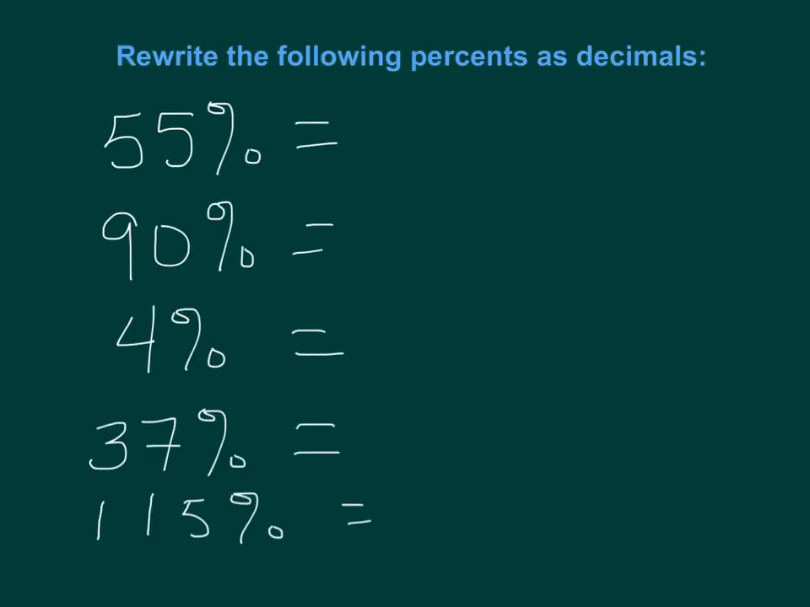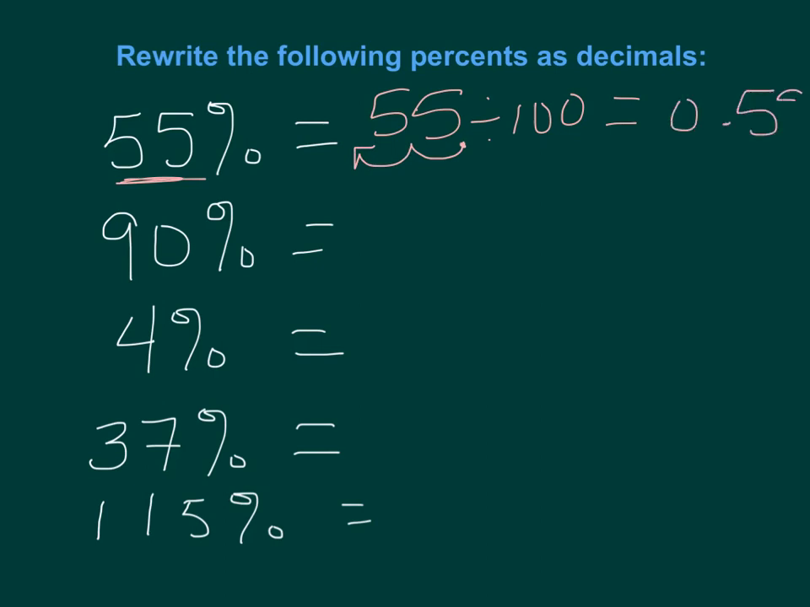Okay, so finally we're on our last one here. We're going to rewrite the following percents as decimals. So if I want to change a percent to a decimal, I simply take the number represented in my percent, which is 55, and I divide by 100, which is the inverse of what you did to change a decimal to a percent. So 55%, we take 55, divide by 100, right? Which means, don't forget, your decimal point is always to the right of the whole number. You move your decimal point 2 places to the left. 55 divided by 100, 0.55, and you've got it.